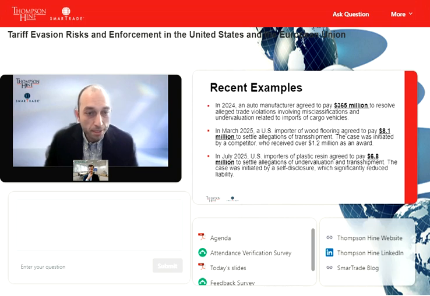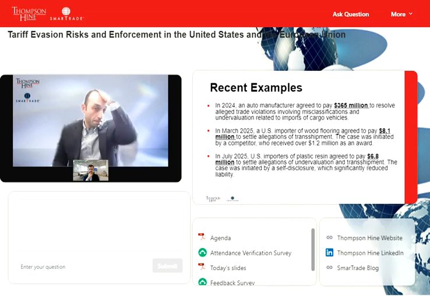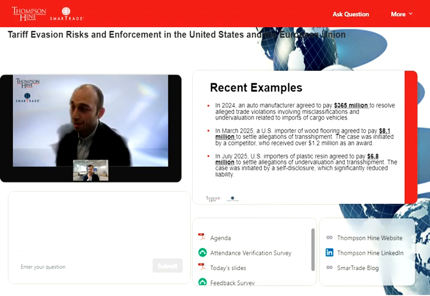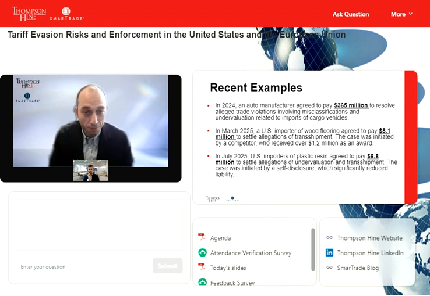And then in this slide, you see some recent examples. The first one relates to an auto manufacturer that agreed to pay back in late 2024 a significant amount of penalties to resolve alleged trade violations involving misclassifications and undervaluation related to imports of certain vehicles. Essentially, the vehicles were imported as passenger vehicles, which was subject to 2.5%, I think.